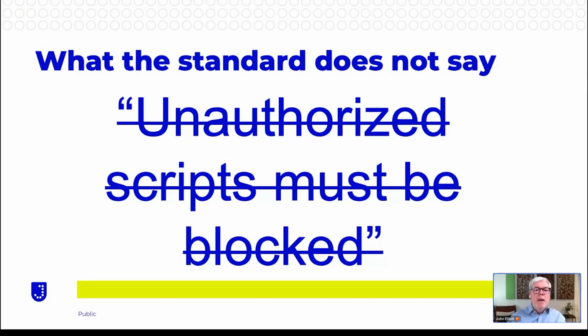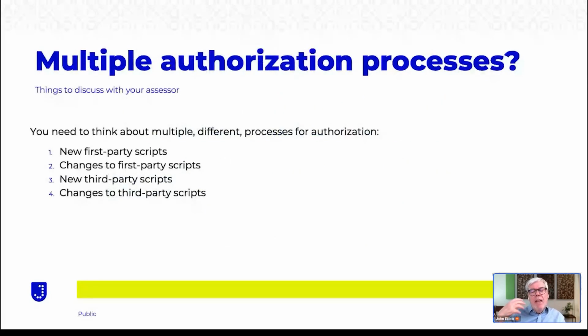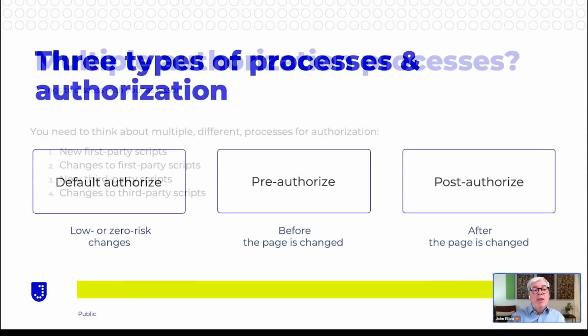So what we found basically is that you tend to need multiple authorization processes for new first-party scripts and then for changes to first-party scripts, for new third and fourth party scripts, and then changes to third and fourth party scripts. And those authorization processes are going to look like one of these three things.